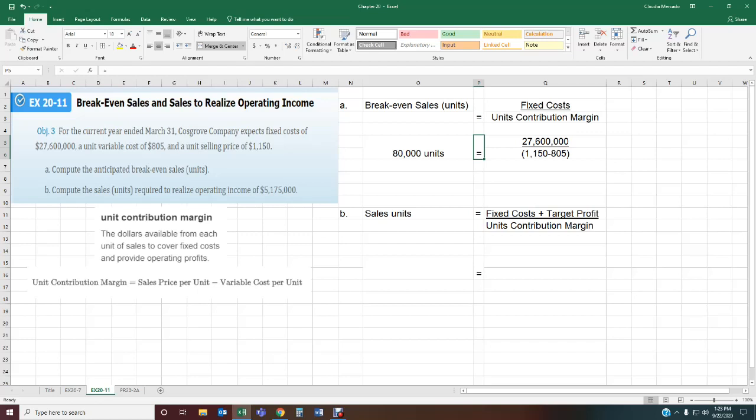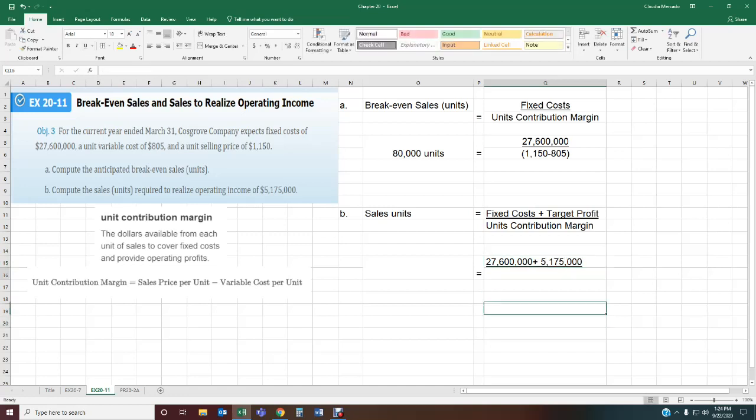Now, to calculate the sales units required to realize operating income of 5,175,000, we're going to get our fixed cost plus our target profit divided by our unit contribution margin. So let's start here. My fixed costs are 27,600,000. I'm going to add my target profit, which is 5,175,000.